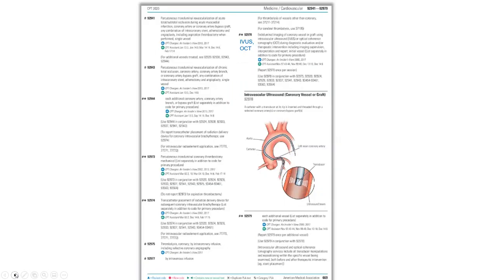As we carry on, 92941 is the acute myocardial infarction code. 92943 is used for total occlusions.